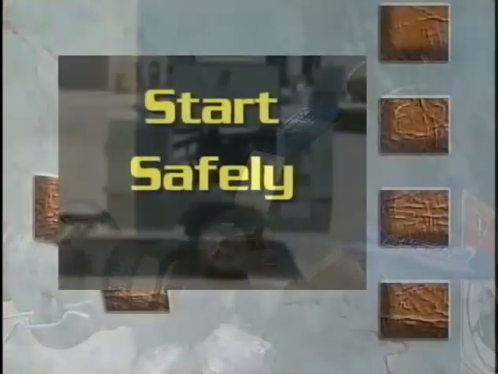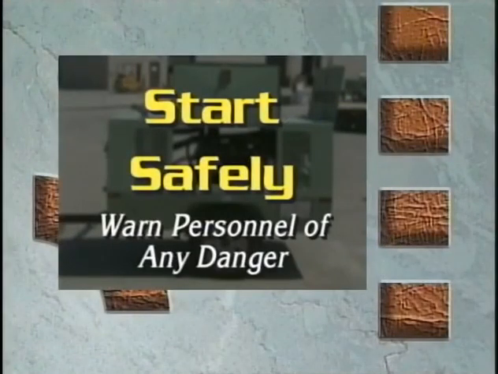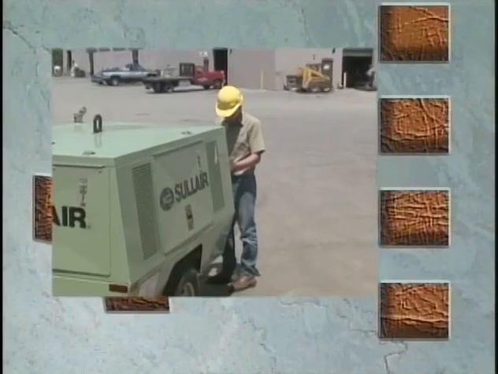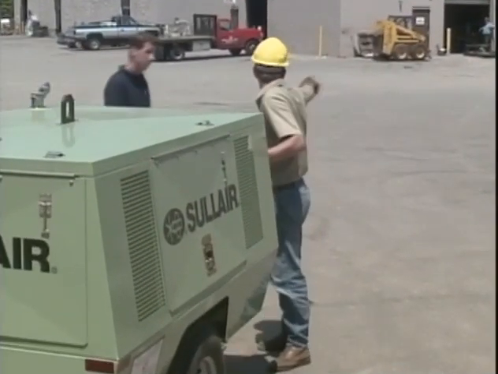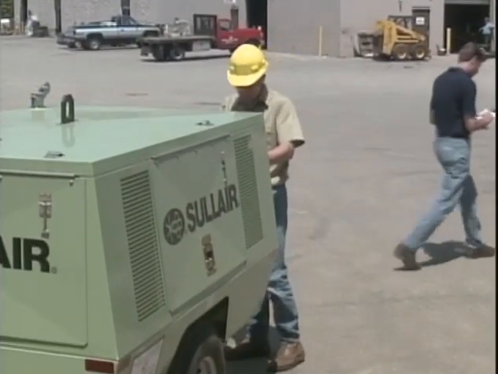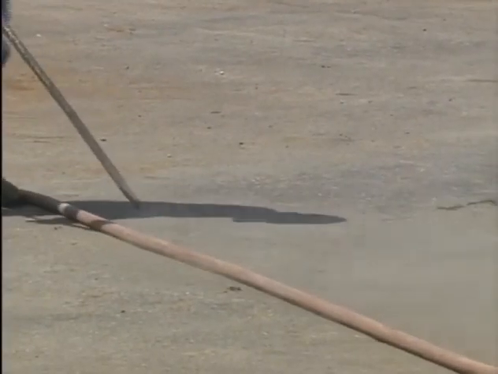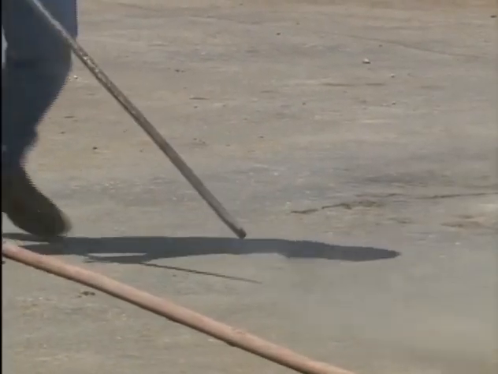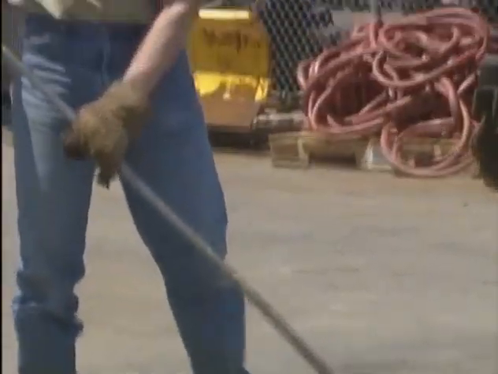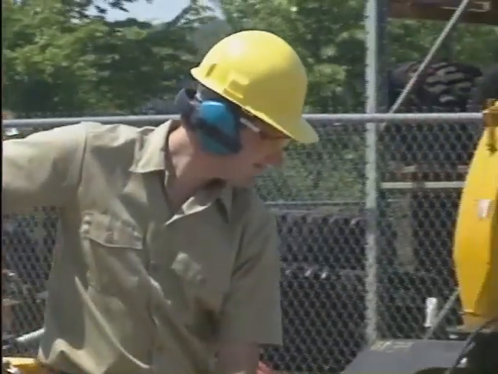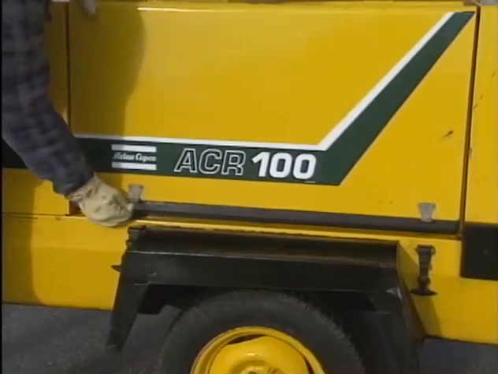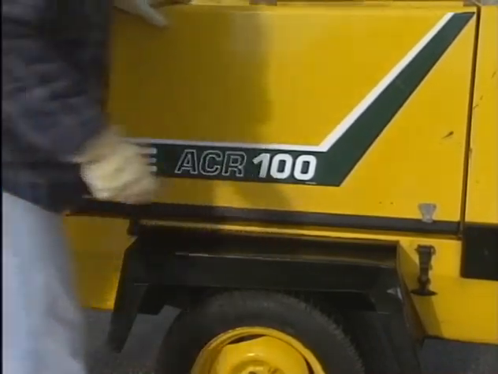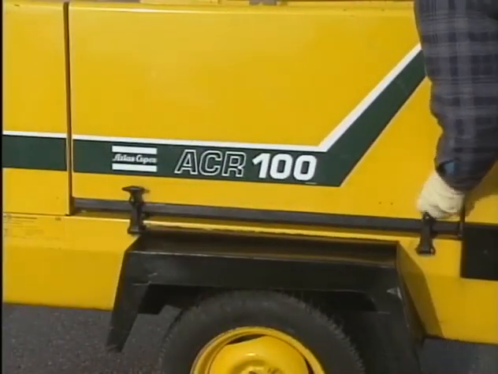Start safely. Warn personnel of any danger. Warn anyone who is near the air compressor before you start it, and make sure they are safely clear before starting. Compressed air blowing to atmosphere can damage hearing. Make certain all personnel in the working area have adequate ear protection. If recommended by the manufacturer, keep air compressor doors closed.